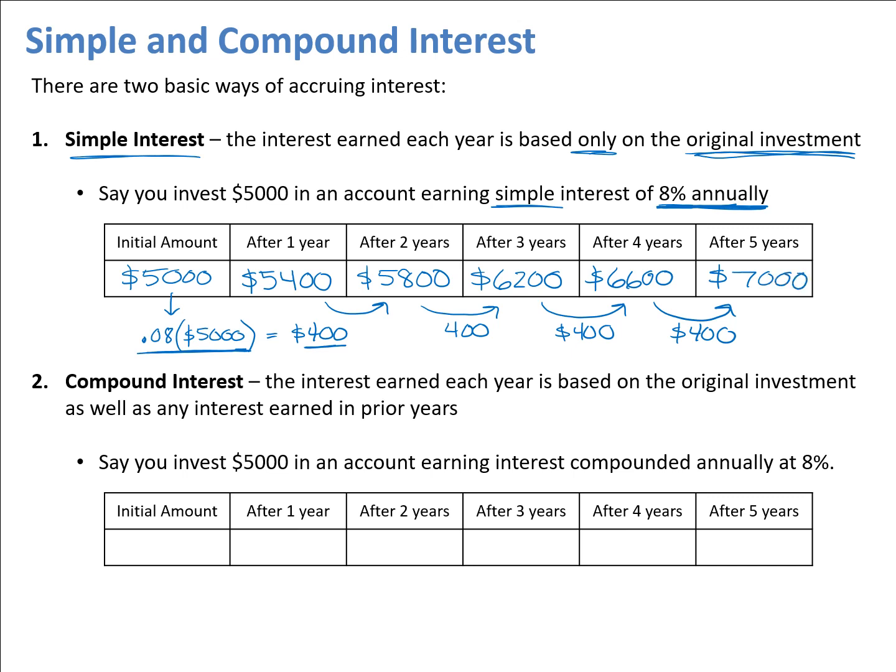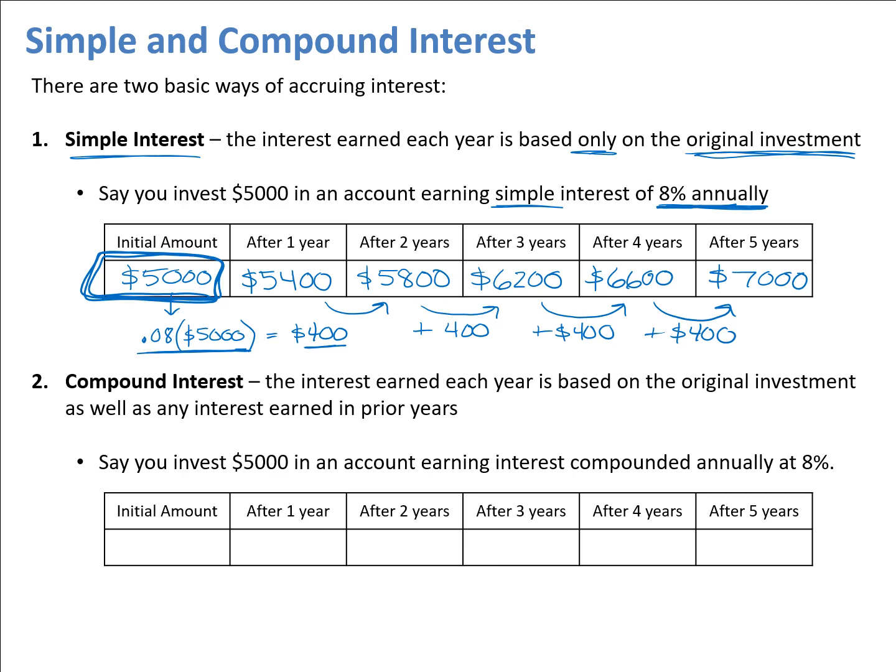So again, simple interest is, the interest is based entirely on where we start, that initial amount. And because of that, whatever we calculate at the start as the interest amount for the first year becomes the interest amount for the second year, the third year, the fourth year, etc. So you repeatedly add on $400.